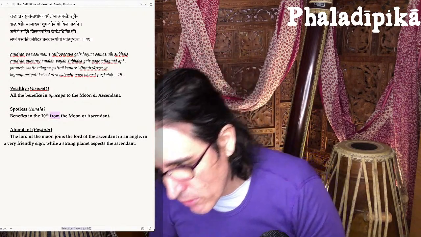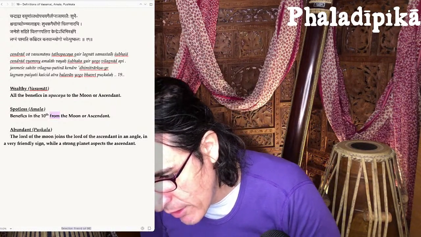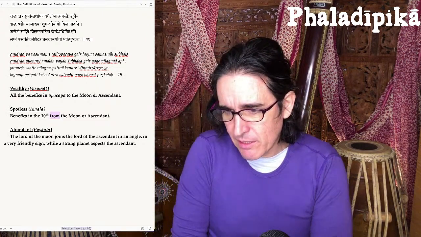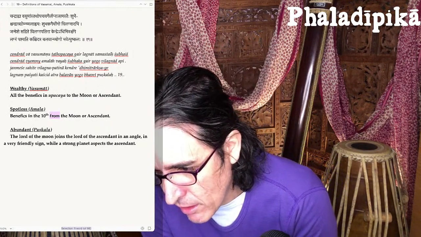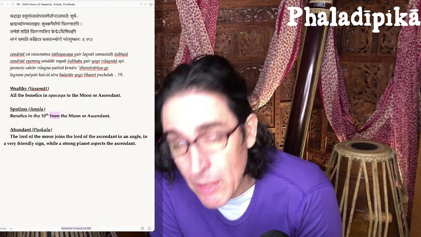Spotless is benefics in the 10th from the moon or the ascendant, and abundant, or Puṣkala, is the lord of the moon joining the lord of the ascendant in an angle in a very friendly sign while a strong planet aspects the ascendant. As far as Sanskrit, it goes like this: Chandratva, that means the moon or, and then later he's going to say Lagnat, so it's the moon or the ascendant, mainly the moon.